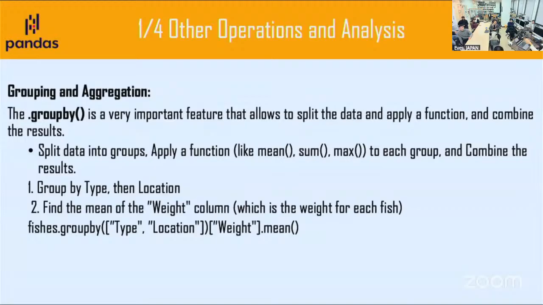So imagine that you want to group the fishes by type and location. For example, I want to know the fishes in Hokkaido and Okinawa, and which type of fishes they have. But I just want to have the weight of these fishes. So how do you do it? You group by type and location, you put the weight, and you take the mean of that. You will have the mean of all the values in this specific location and for a specific type, and you have these grouped values.